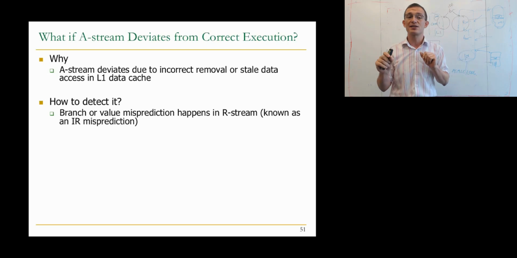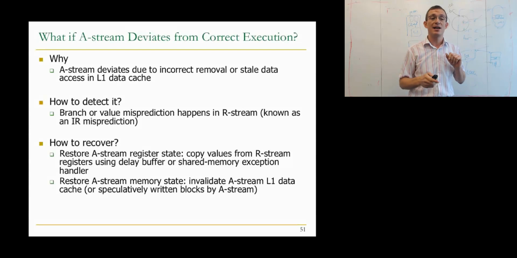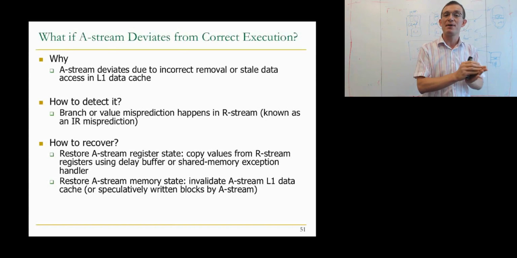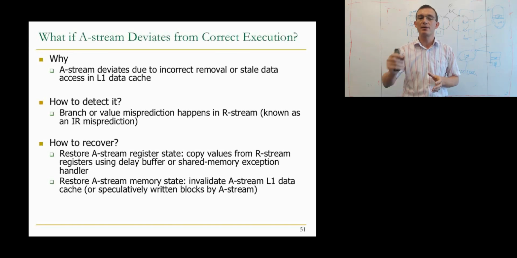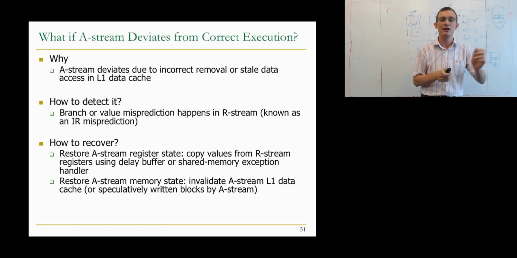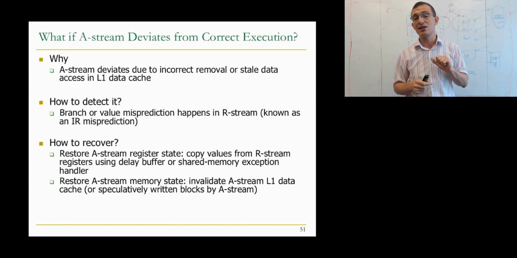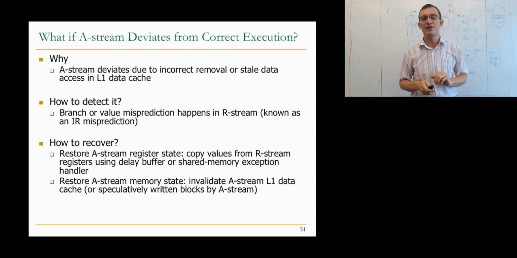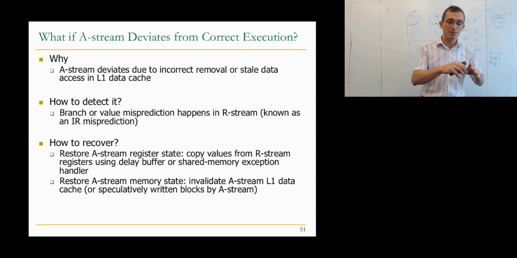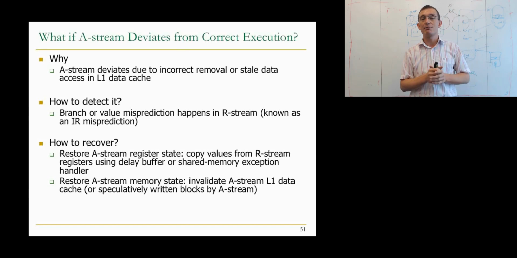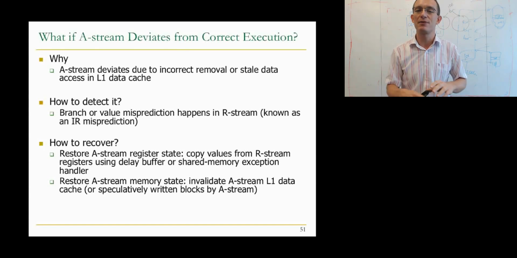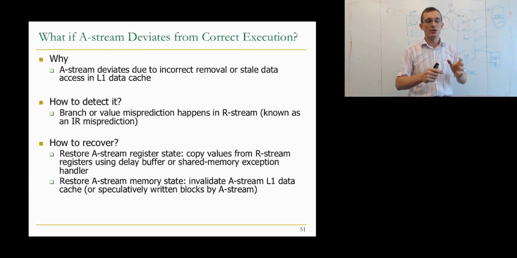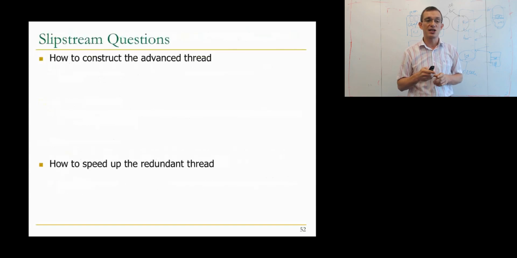Well, when a branch or value misprediction happens in the R stream, at that point the A stream register state needs to be restored by copying values from the R stream registers using the delay buffer or a shared memory exception handler, and you can read the paper. And the A stream memory state needs to be restored also, and the paper discusses one method of doing this, but there are other efficient methods. So you can imagine that the speculatively written blocks by the A stream should not really get communicated to the R stream if they're really wrong, right? The R stream basically needs to access memory to get the correct data. So basically, the A stream memory state needs to be restored somehow.